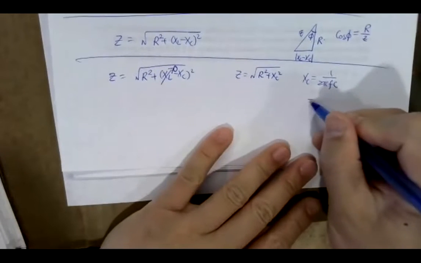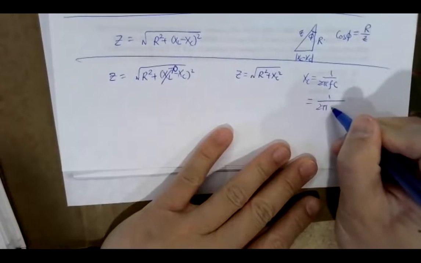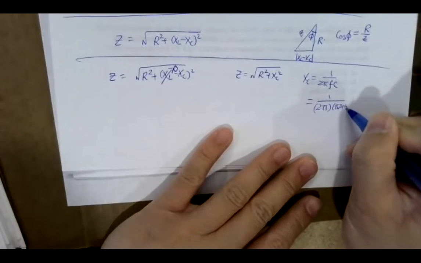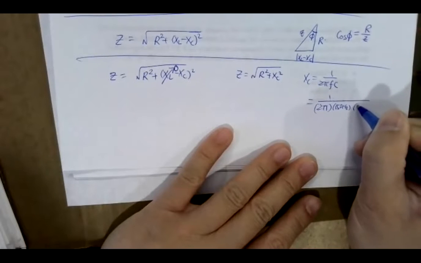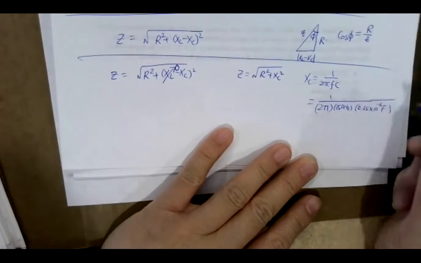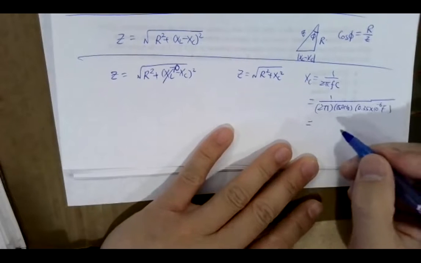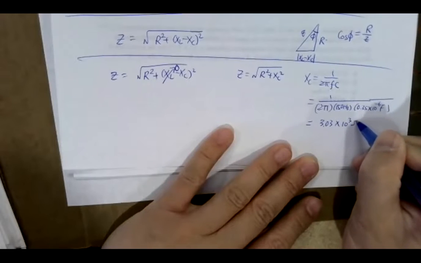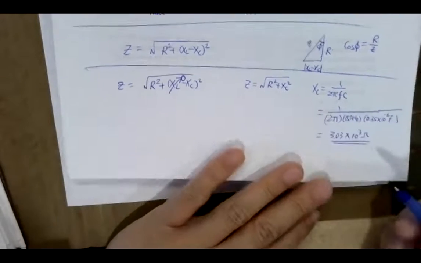So this would be equal to 1 over 2 pi. The frequency given in this case is 150 Hertz. Your C is 0.35 micro. Okay, so that would be 3.03 times 10 to the third ohms. Okay, for your XC.